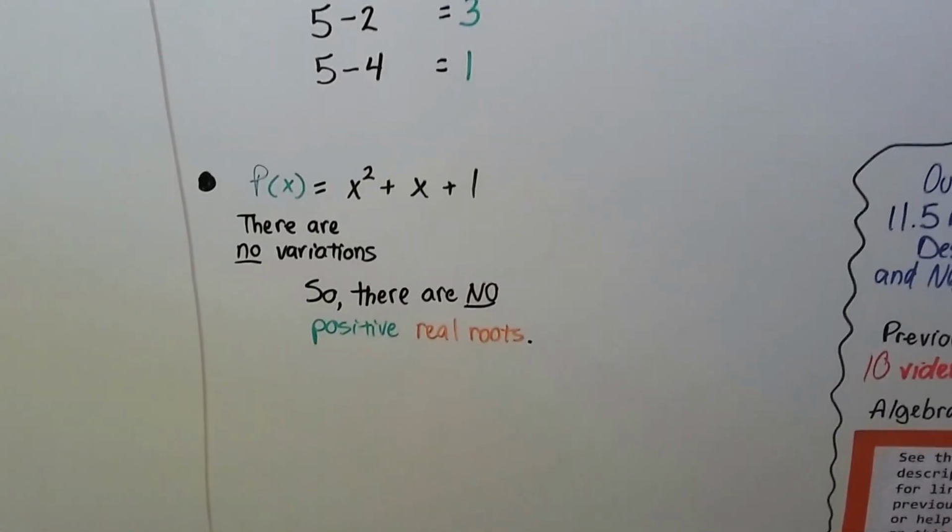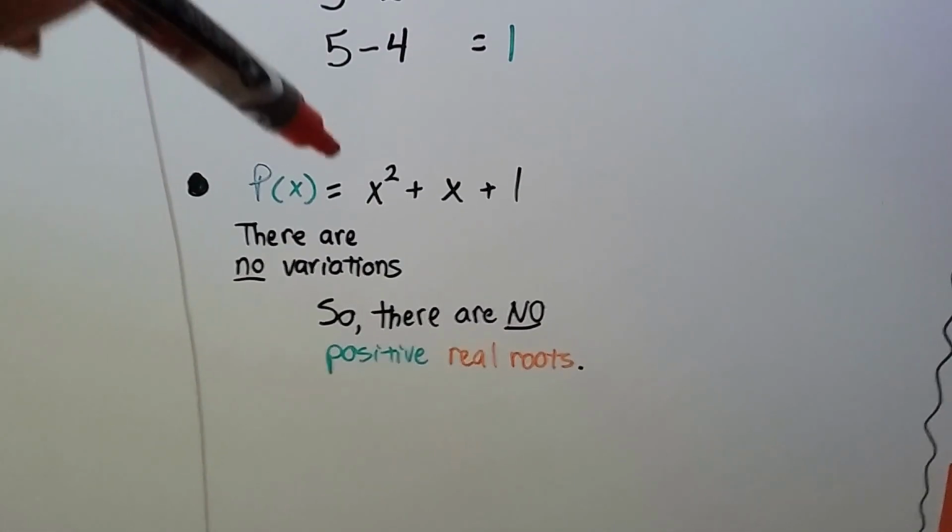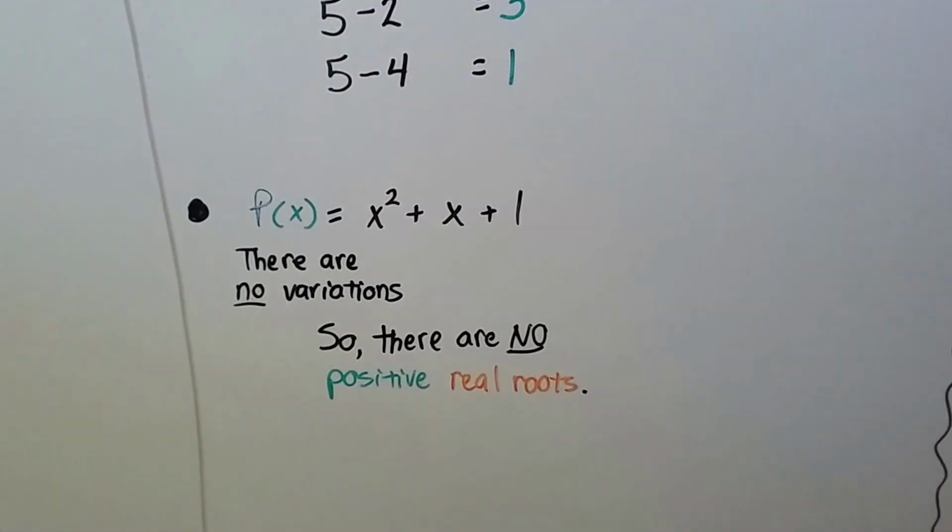Look at this one. There's no variations. We got a positive and a positive. So there's no positive real roots in that one.